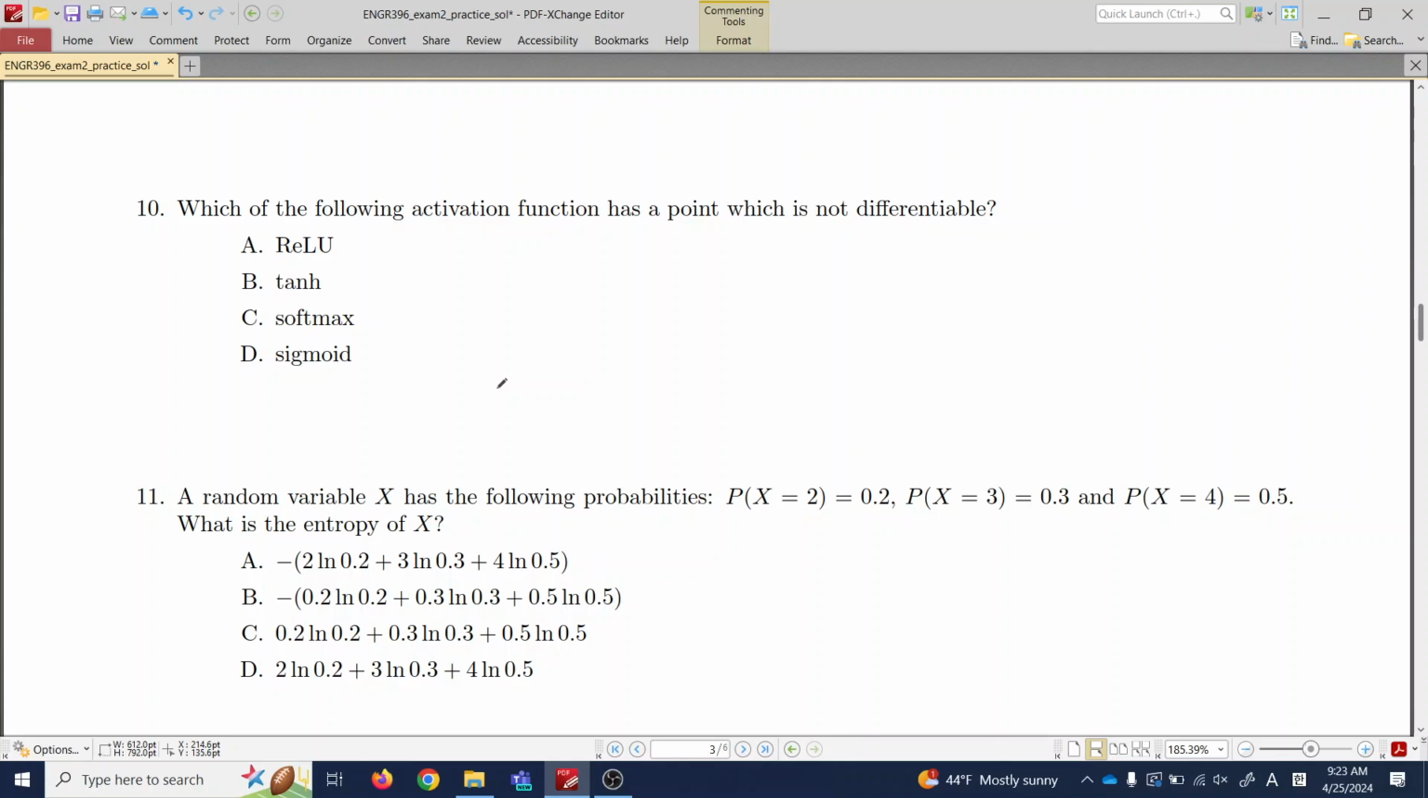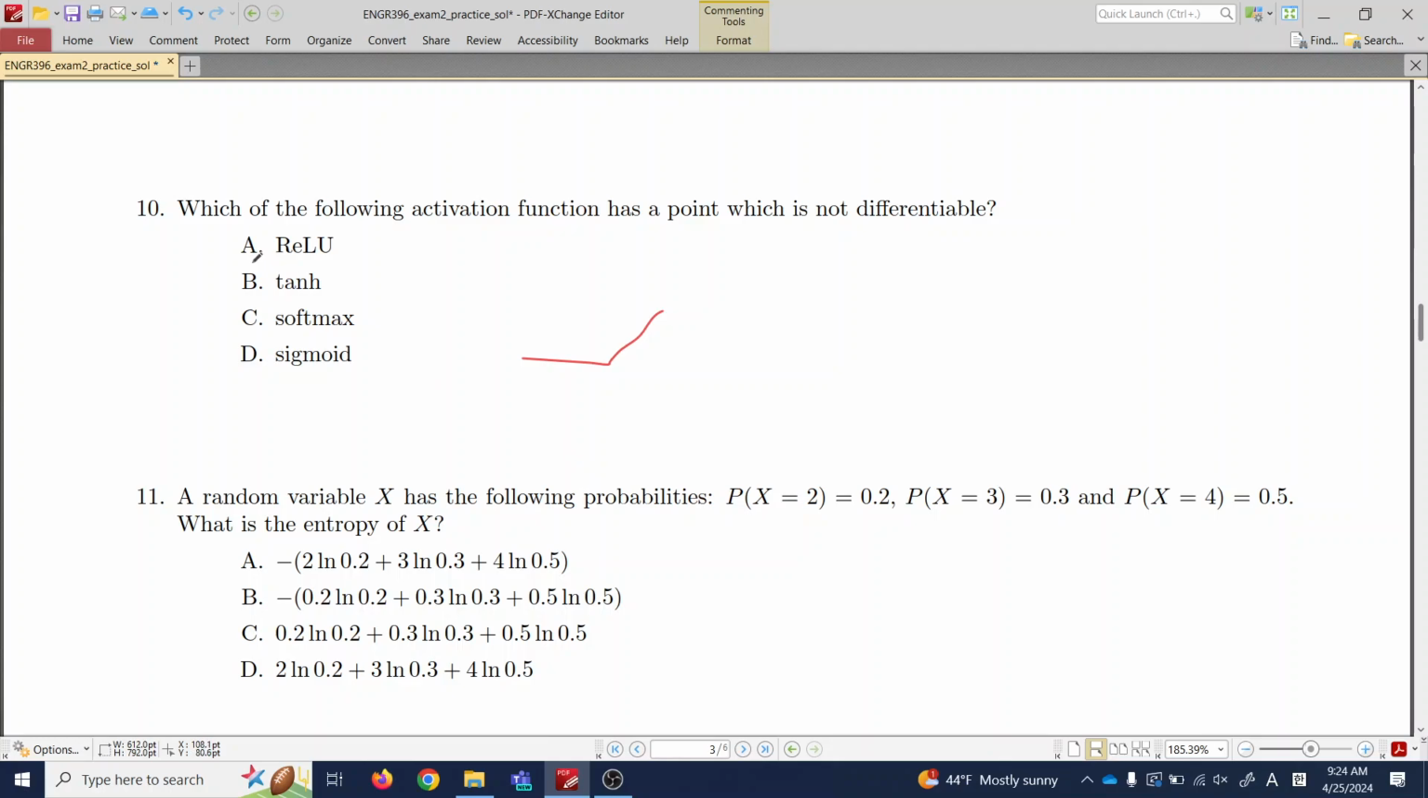Okay, which of the following activation functions has a point which is not differentiable? When is a function not differentiable? When it's not continuous. That's one. But even if it's continuous, there is sometimes no derivative at what kind of points? When you have a sharp turn. When you have a sharp turn, it can't be differentiable at that point.